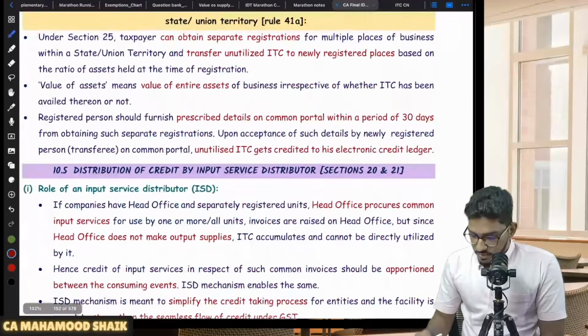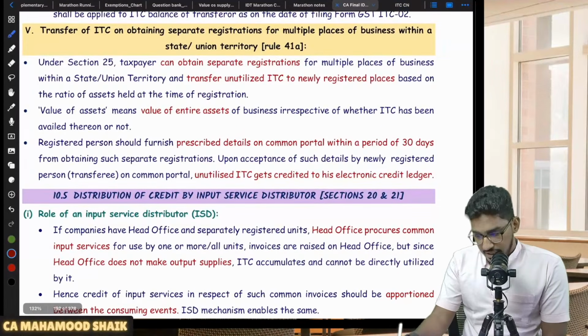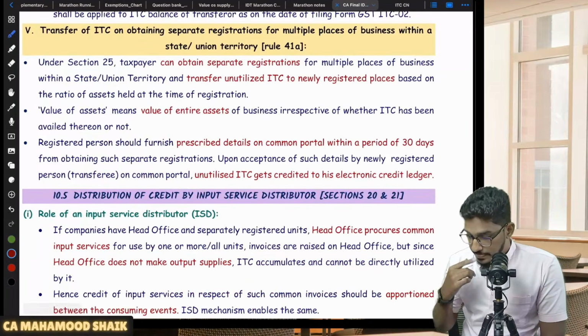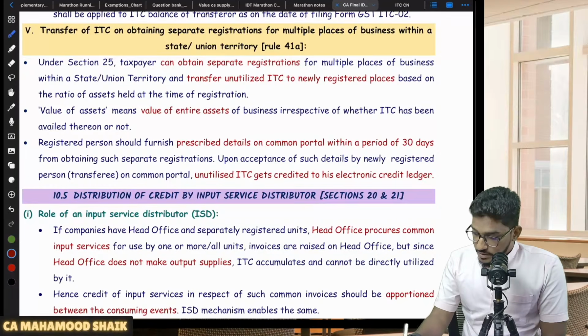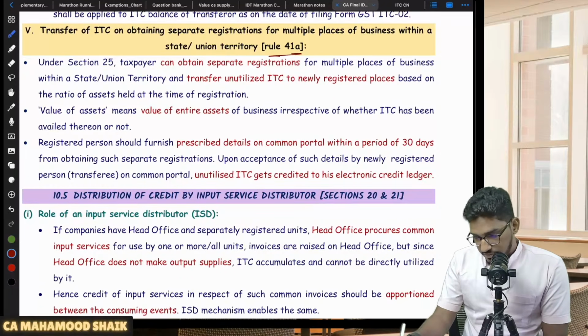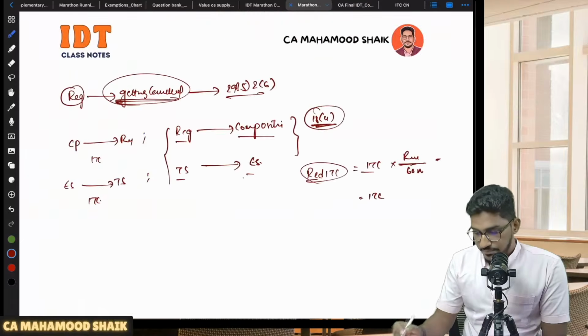We will also have one more heading here. Rule 41A we have. So what is Rule 41A?